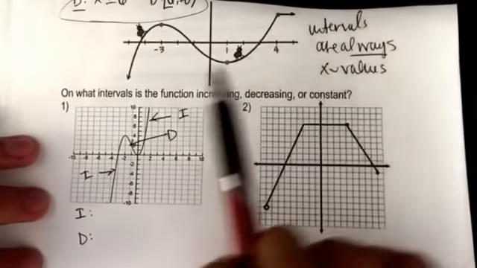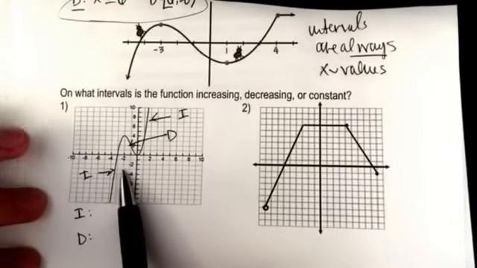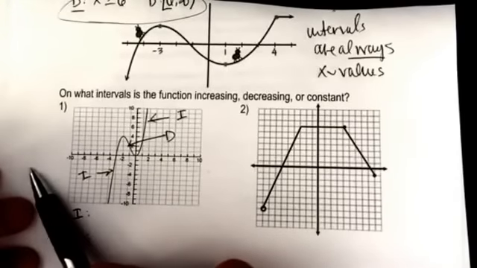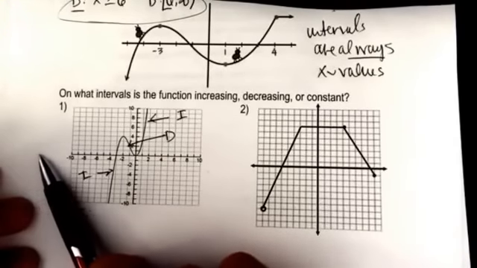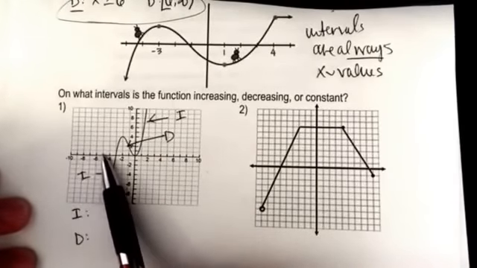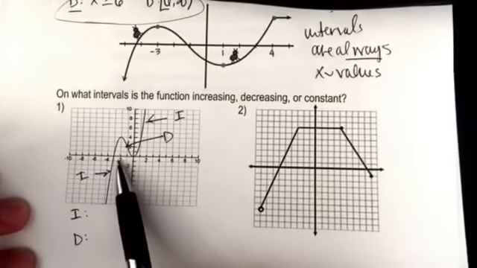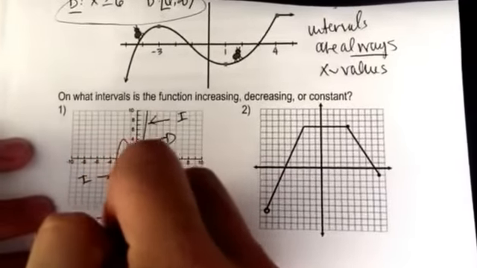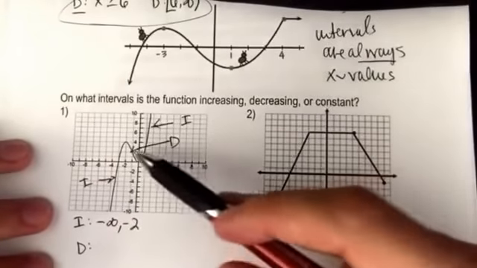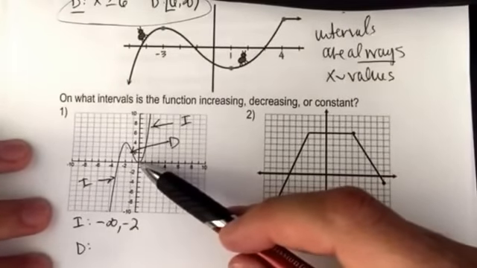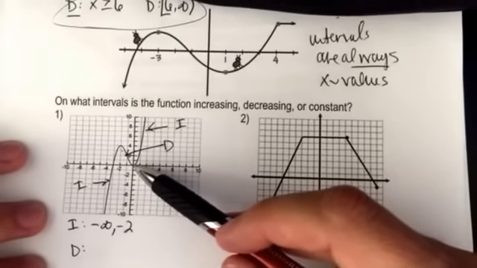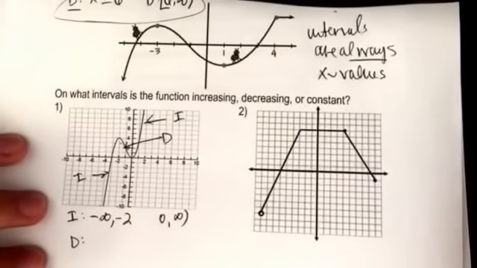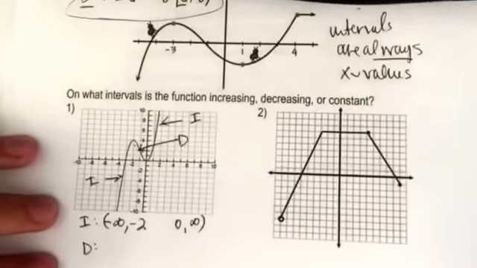And here's how we're going to do it. Intervals are always x values, so from left to right. So the very left over here would be coming from negative infinity, and it stops increasing all the way when I get to the x value of negative 2. So from negative infinity to negative 2, it decreases for a little bit, and then it starts increasing again at an x value of 0. So from 0 to infinity, it continues to increase.